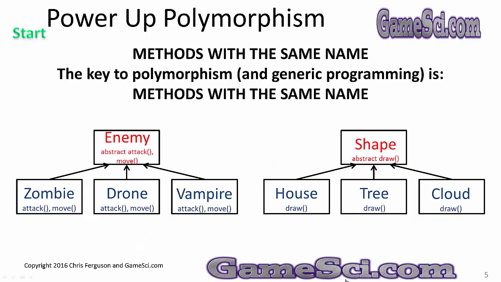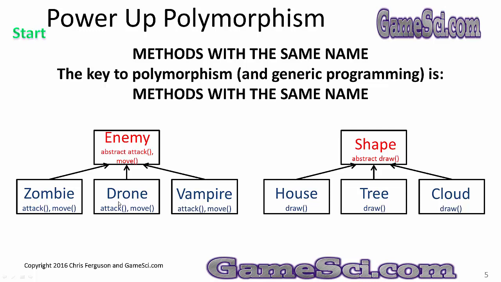Power up: polymorphism. Methods with the same name. A key to polymorphism and generic programming is methods with the same name. We want to build a set of classes where we know all the methods we can call. So on the left side here we have our enemy object diagram. Enemy is going to declare abstract attack and move. So when zombie extends enemy, you know there's going to be an attack and a move method. When drone extends enemy, it has to have an attack and move method. And of course, when vampire extends enemy, it's going to have an attack and move method.